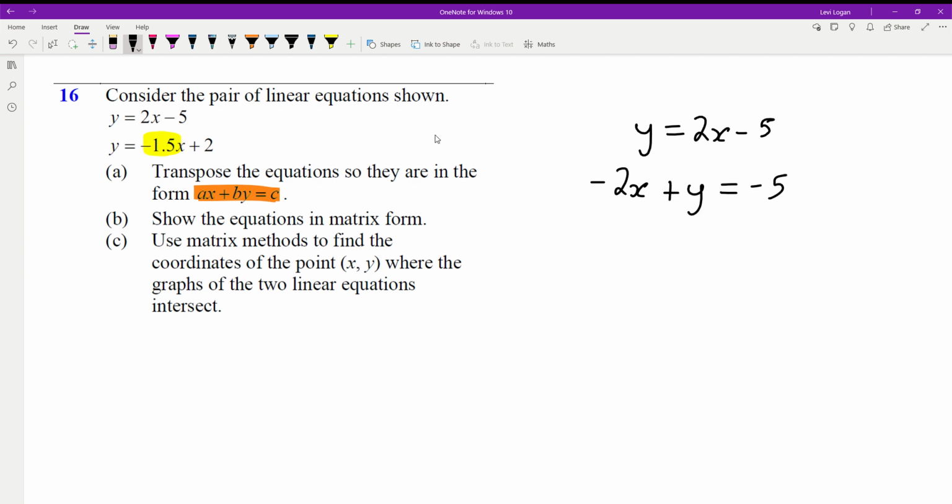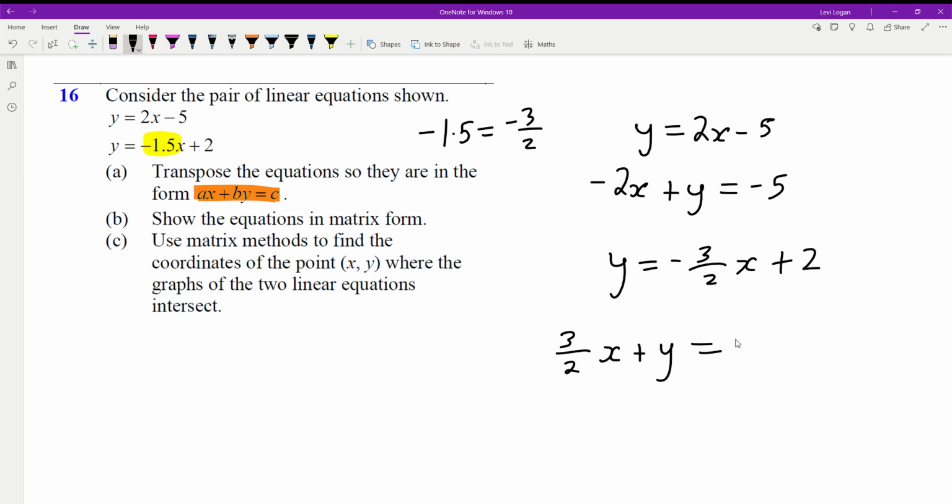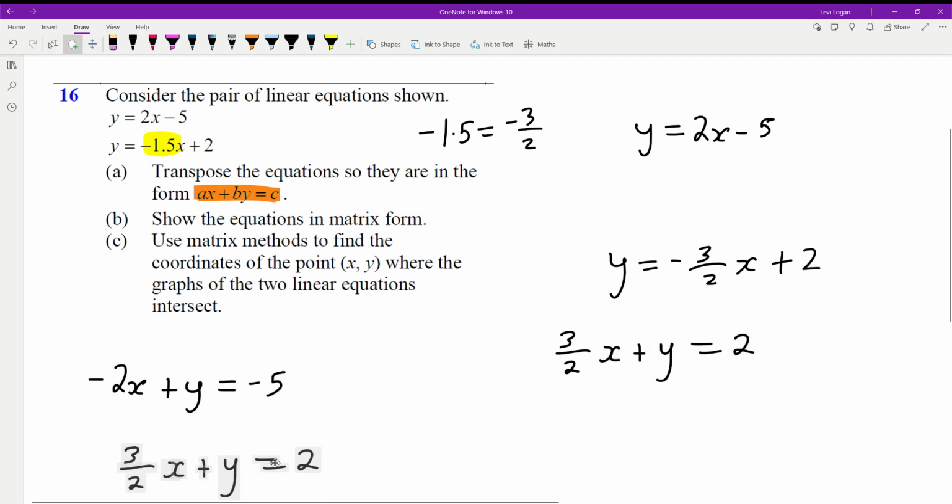Now let's take a look at this equation here. I'm going to rewrite negative 1.5 as negative 3 on 2. So y equals negative 3 on 2 x plus 2. To write it in the form shown in the orange, I've got to move this term across. So it's going to be 3 on 2 x plus y equals positive 2. Now we can see both of these have been transposed into this form.